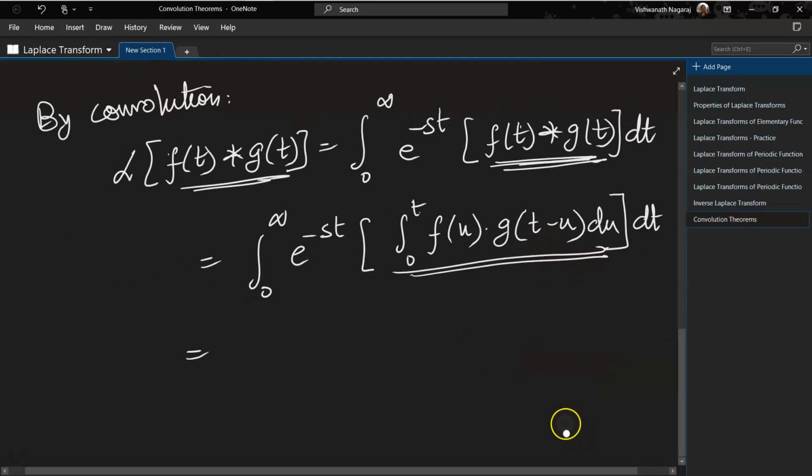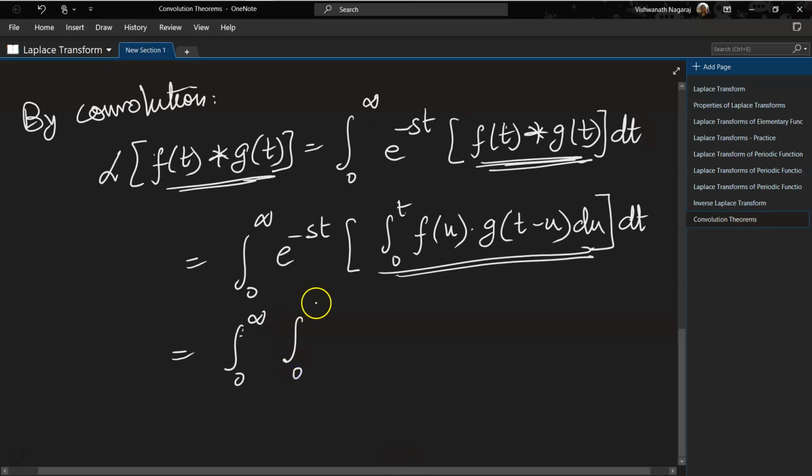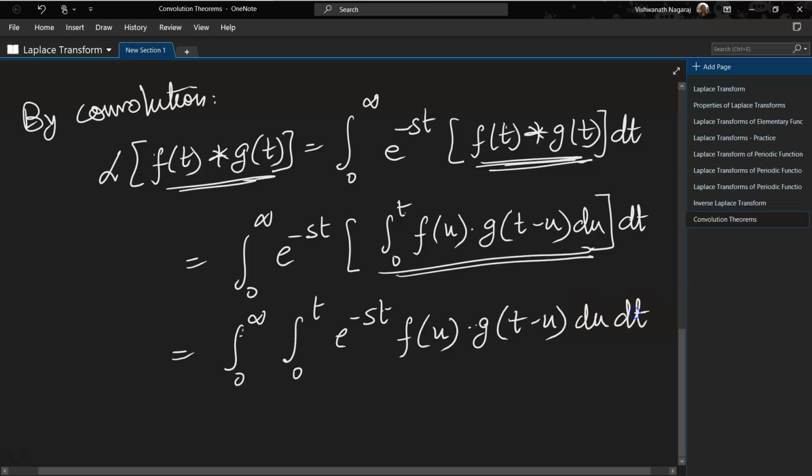Now remember, this part is with respect to u. The integral is with respect to u, and here there is no u. That means it is a constant as far as u is concerned, so I can take it in. Normally we take constants out of an integral, but here I'm going to take it inside. So the integral from 0 to infinity, the integral from 0 to t, of e to the power of minus st f of u times g of t minus u du dt.